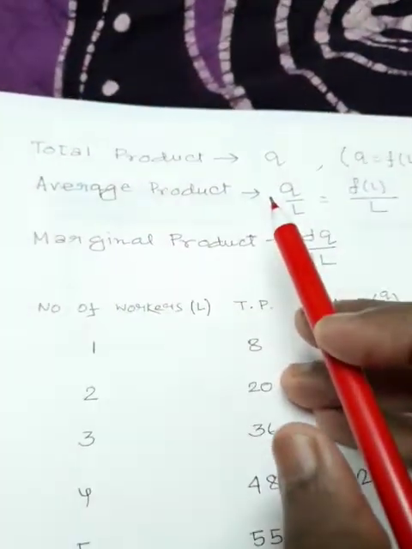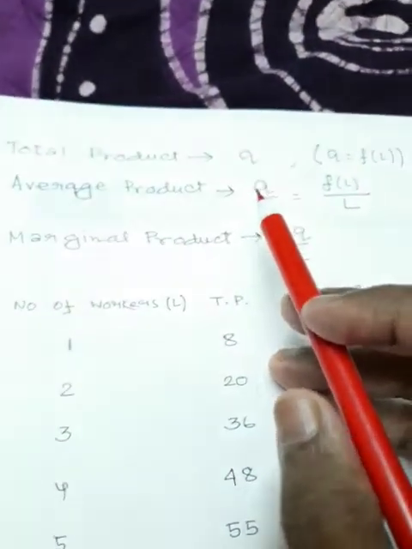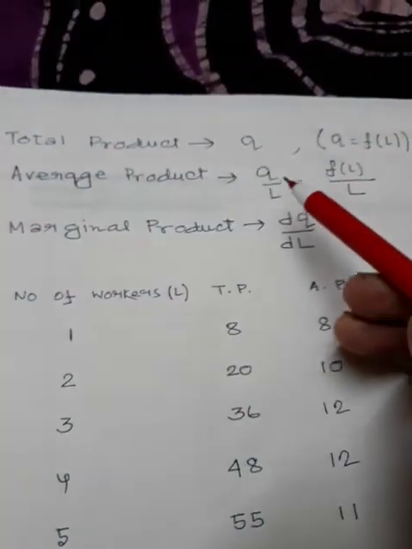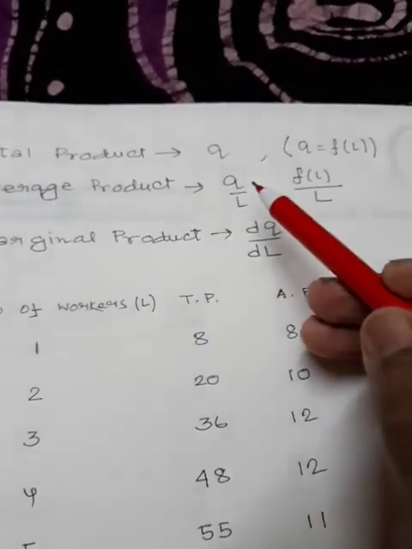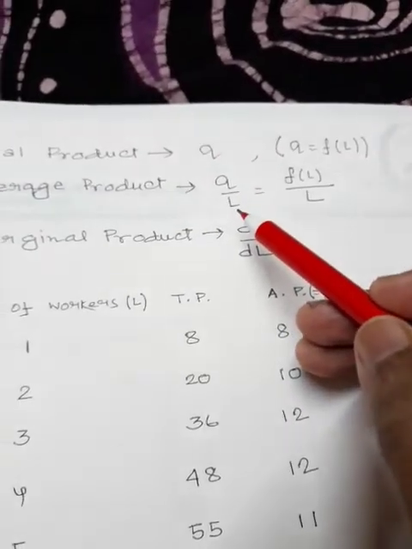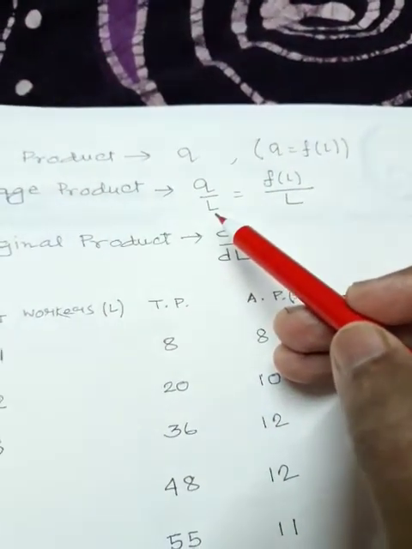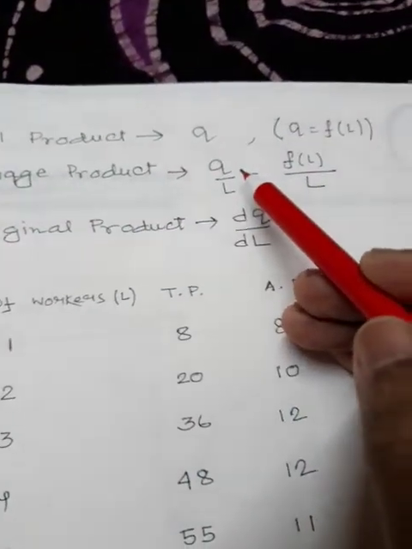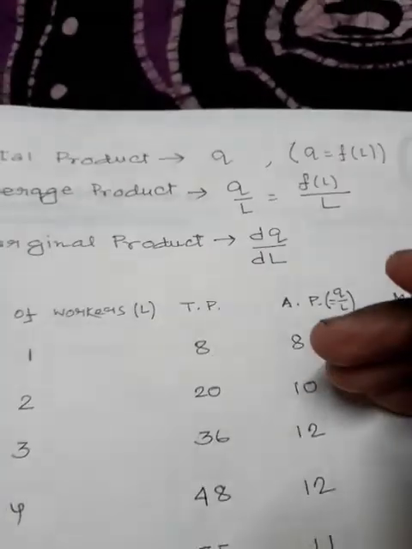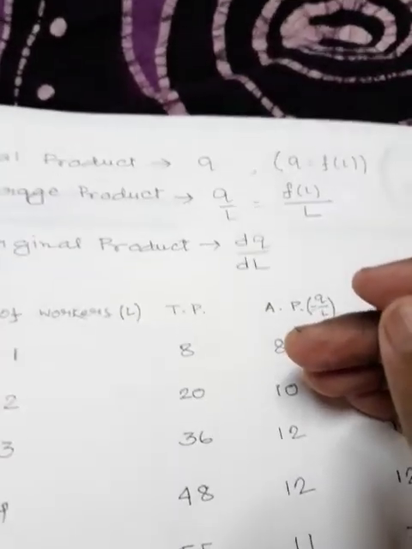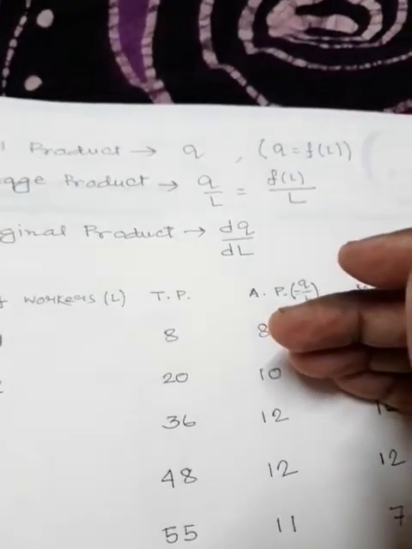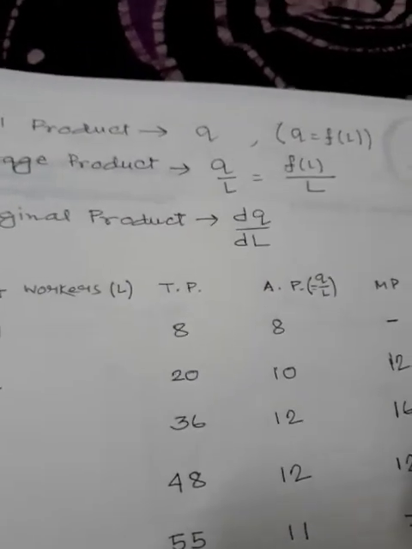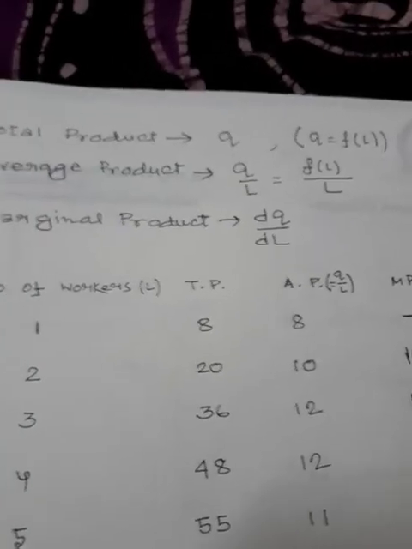Average product means, as we know, average means divide. Here also, division: total product by the variable input. Here the variable input is labor. So, the average product is equal to Q by L. Suppose there are 10 laborers and they are producing 100 units of production. So, what is the average? 100 by 10 equals 10 units. This is the average product.